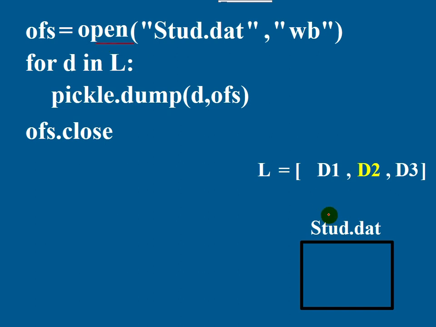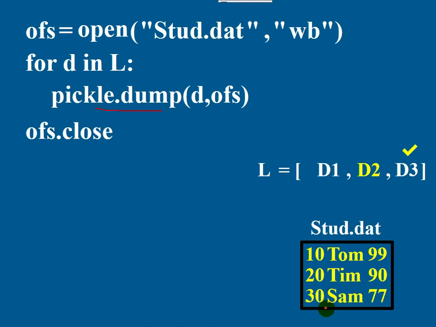So open function opens this file for writing purpose in W mode. So existing contents are deleted. For D in L, the first dictionary D1 comes in variable D, and that is dumped into the binary file. So the first dictionary appears in the file. Again, D contains the next dictionary in the list, D2, and D2 is dumped into the binary file. Finally, your D contains the third dictionary in the list, and using pickle.dump, it is dumped into the binary file. Finally, you close the file.